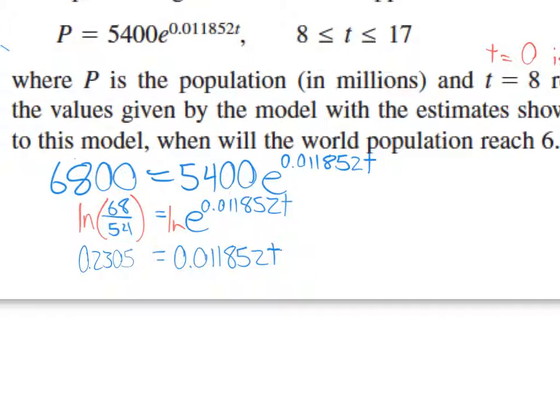So then we divide that by the 0.011852, and what does t equal? That divided by what? 0.01182 is 19.45. Okay. So that adds up, since it's off the graph.